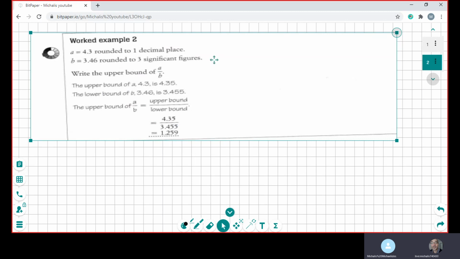So this is the second example on how to find the upper bound of a fraction when the numerator and denominator have been rounded to 1 decimal place and 3 significant figures respectively.